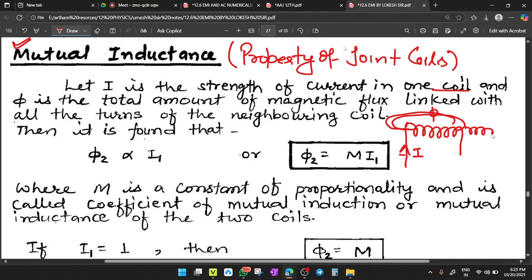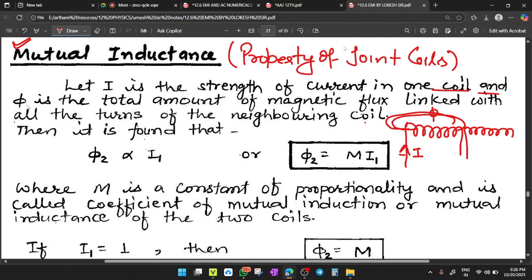But in the neighboring coil, it is not compulsory that all of the flux is linked, except if there is perfect linking. Later on, we will see perfect coupling. So phi is the amount of magnetic flux linked with all the turns of the neighboring coil.